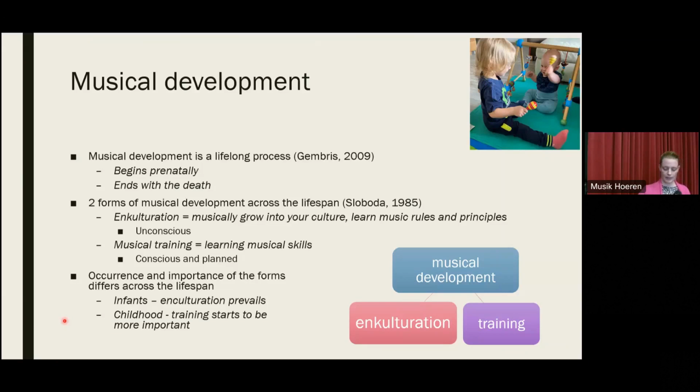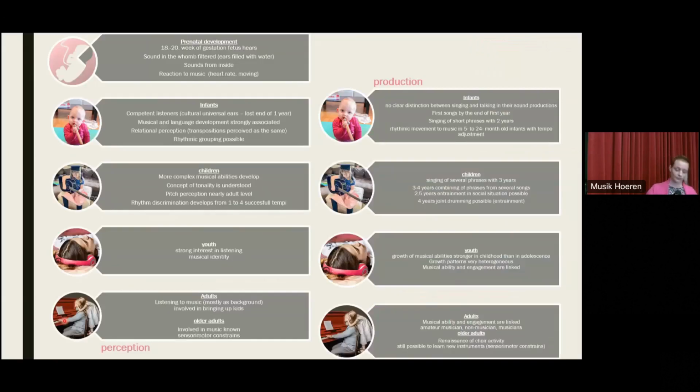I'll give you a brief overview about musical development, and then probably dig into one study in the next 3 minutes. So the first, I should have the pointer by now.